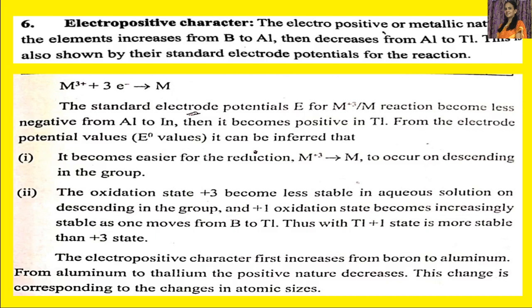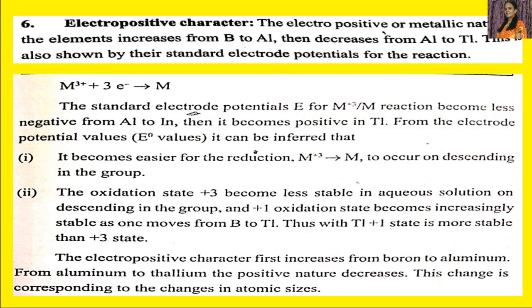So the electropositive character first increases from boron to aluminum, and from aluminum to thallium the positive nature decreases, and this change corresponds to the changes in the atomic sizes. As there is a discrepancy in the atomic size trend, because of that reason we can see this effect in the case of electropositive character.